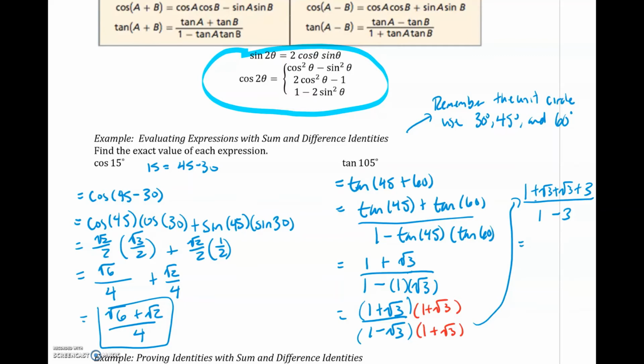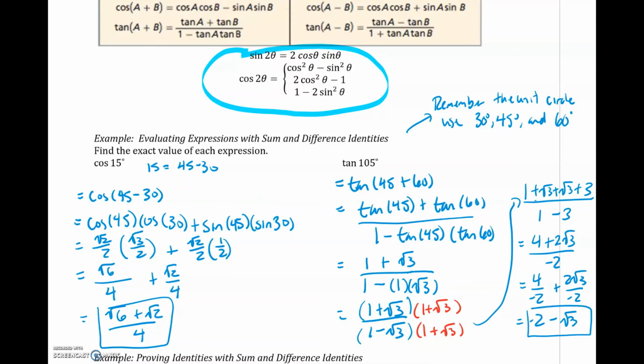So now we have 2 of the same radicals, so we can go ahead and add those together. So I'm going to get 4 plus 2 square root 3 over negative 2. And then remember, you can split this up into 2 different fractions. So 4 over negative 2 plus 2 root 3 over negative 2 gives me negative 2 minus square root 3 as the exact value of tangent 105.